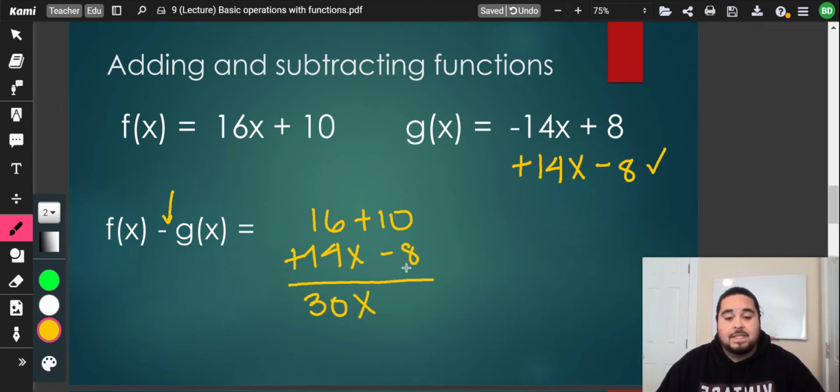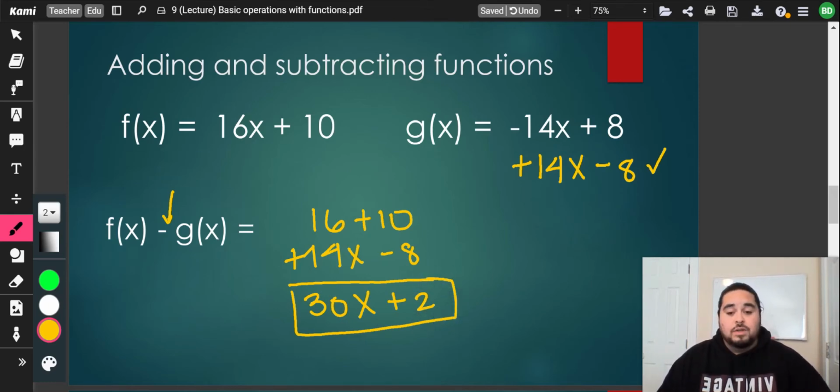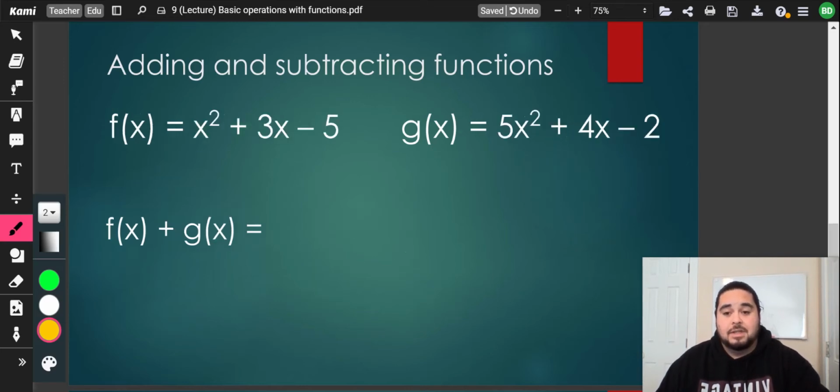And then I have 10 take away 8. The 10's bigger, so it's going to be positive 2. Okay. So again, when we do subtraction, that's the only real thing we have to worry about, is that we're distributing that negative to the second function, whatever that second function is. Okay. Next example, we're going to step it up a little bit.